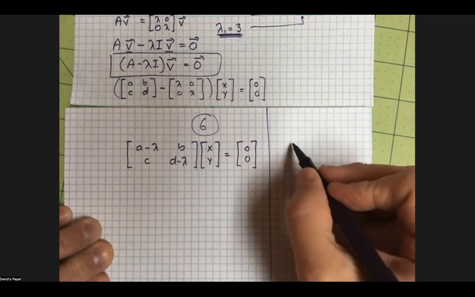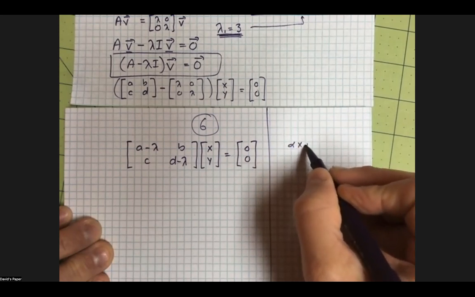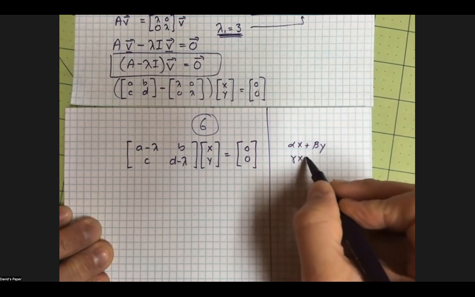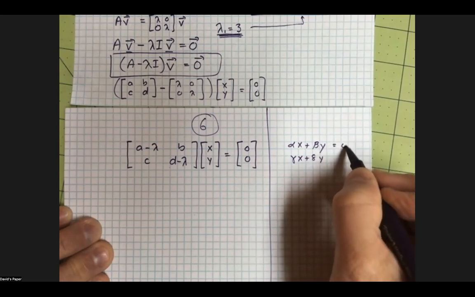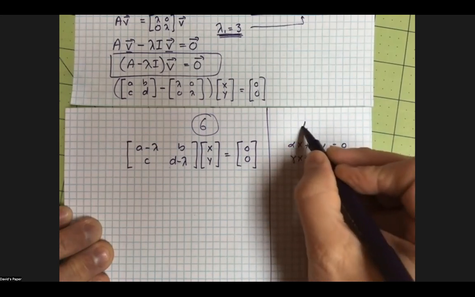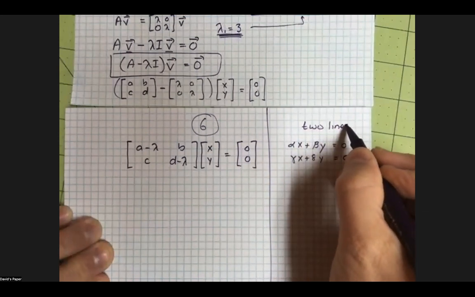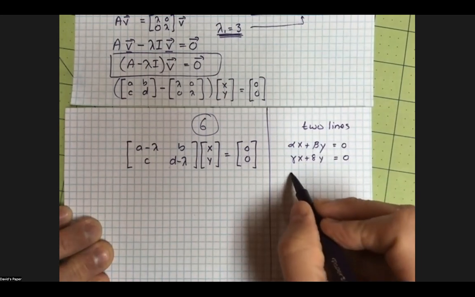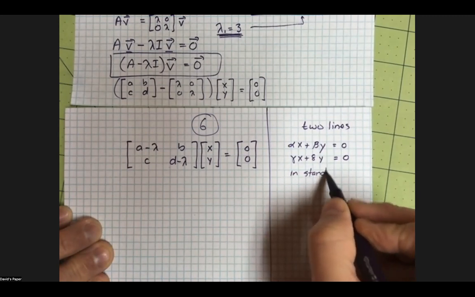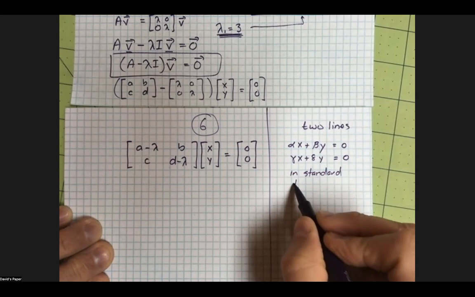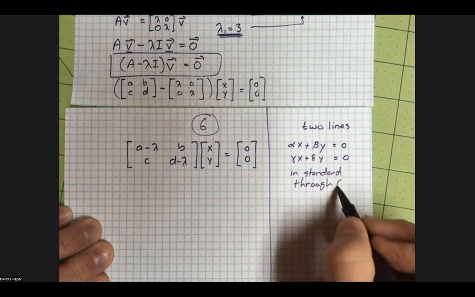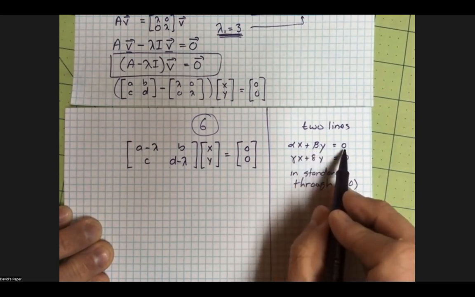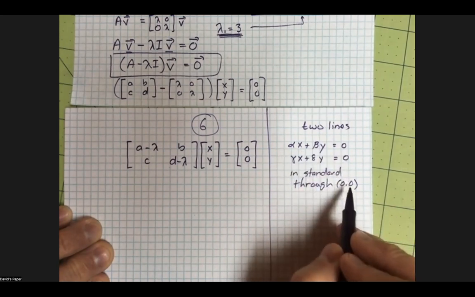But let's think about, in general, if I have alpha x plus beta y, gamma x plus delta y equals 0. What are these two things? These are two lines. These are two lines in standard form. In fact, because of the 0 and 0 here, I even know more about them. They go through the origin. I know they go through the origin because if I put 0 and 0 in for x and y, I get 0. Regardless of what alpha, beta, gamma, and delta are, I get 0 in both cases.